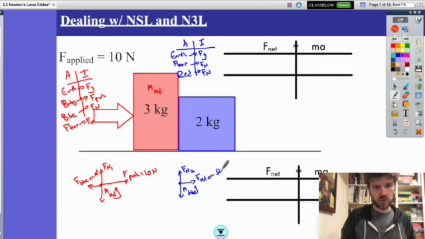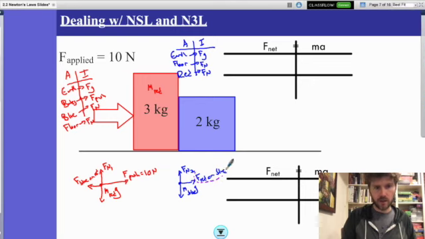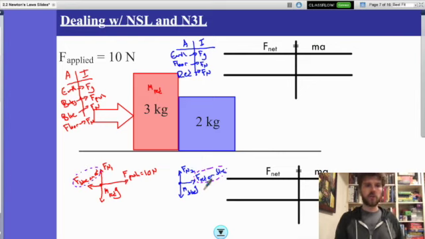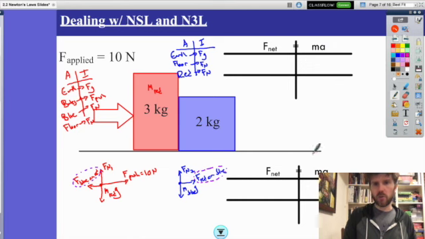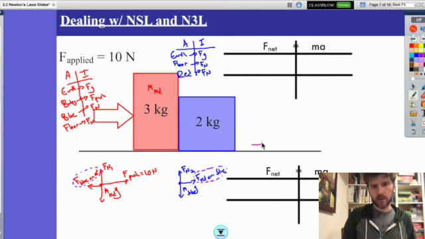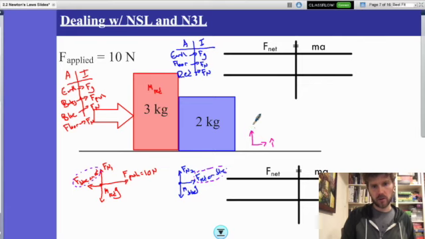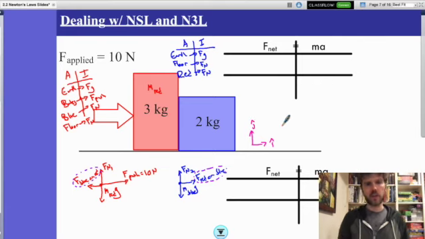And it's just worth stopping here and saying, hey, look, F red on blue, F blue on red are equal and opposite. These are part of a Newton's third law pair. They're in two different free body diagrams. All right, so what directions do we care about? Well, hopefully it's clear that we care about, we'll call this the positive x direction, parallel to the floor and perpendicular to the floor, the j hat direction.